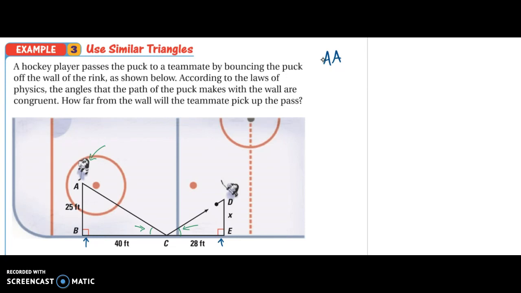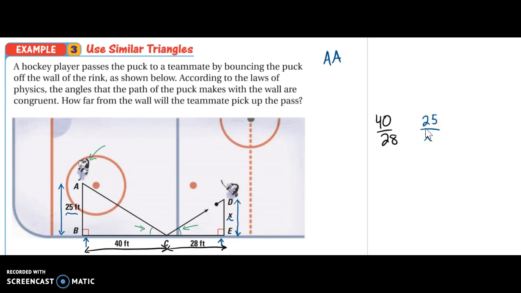Okay. Now that we know that the triangles are similar, we can set up a ratio. So this length down here, length BC, corresponds to length CE. So I'm going to set up a ratio for those two lengths. Say 40 over 28. And similarly, this length corresponds to this length. This length over here is 25, so I'm going to write 25 there. And this length over here is x, so I'm going to write x.